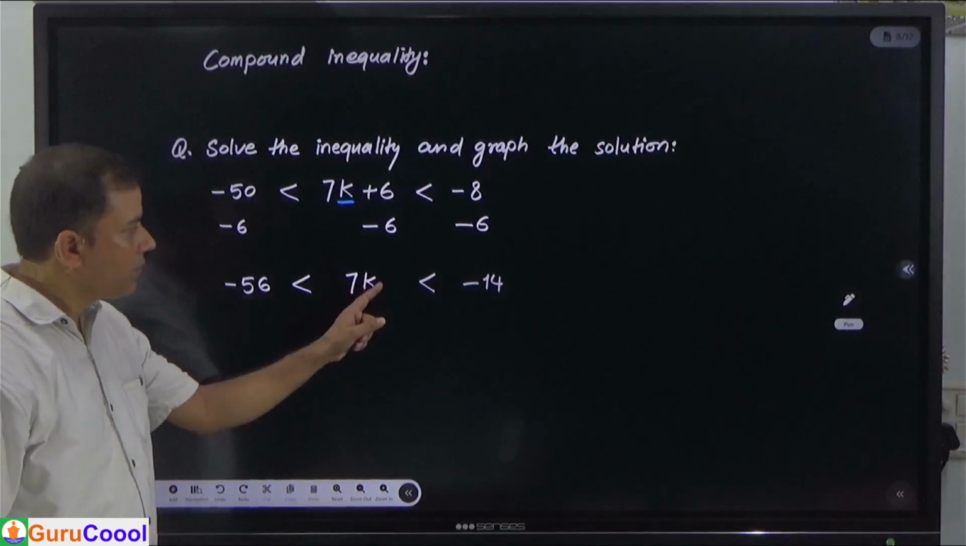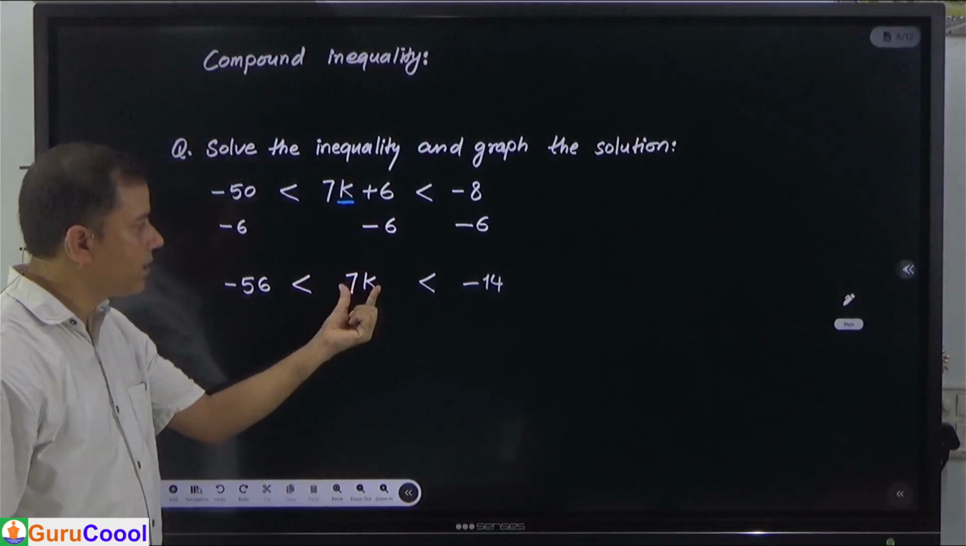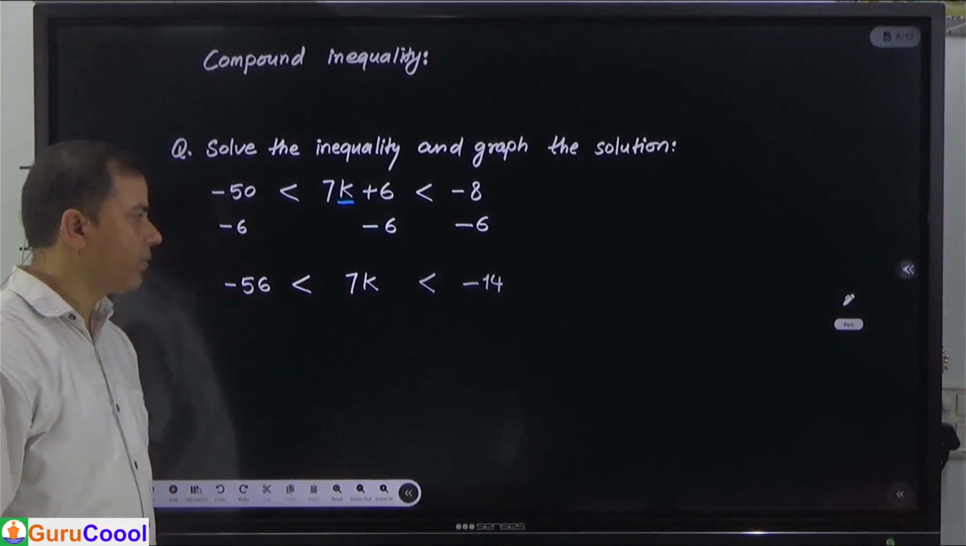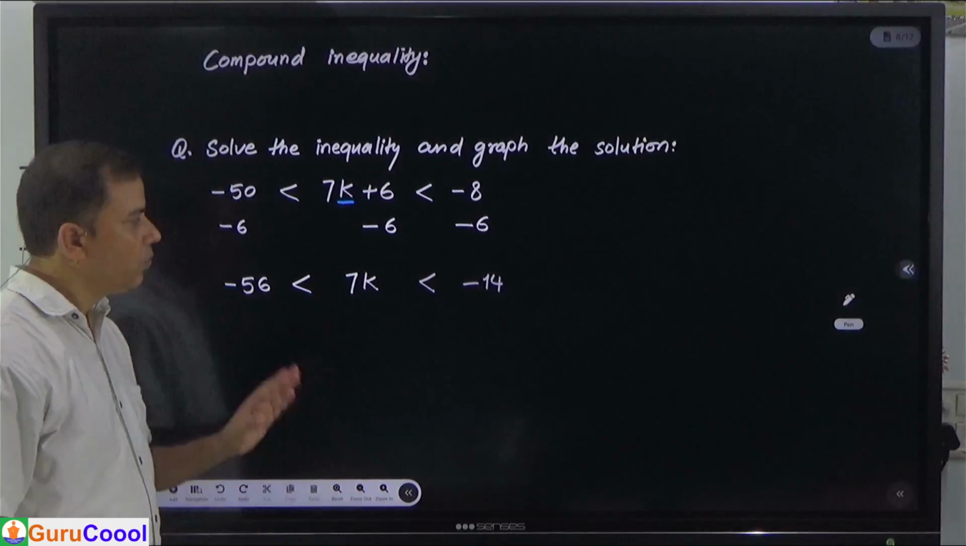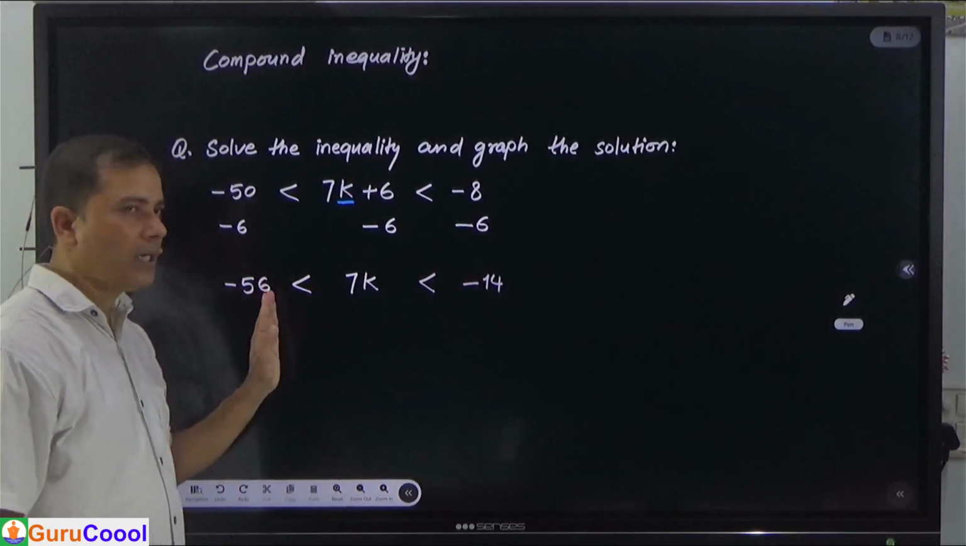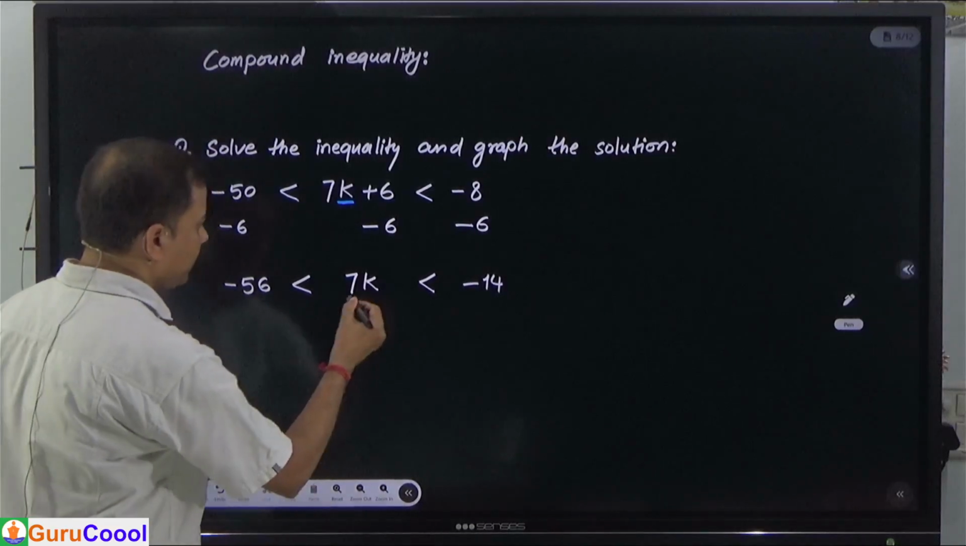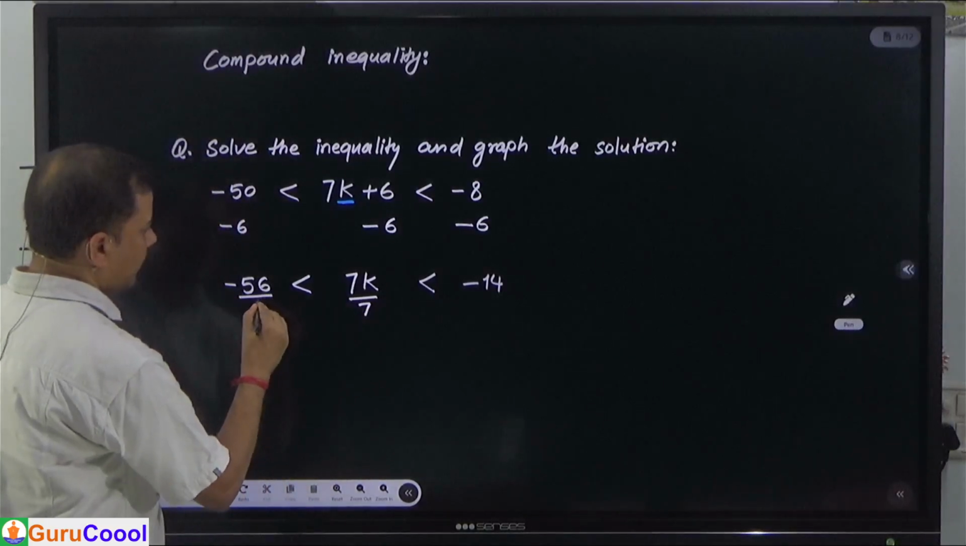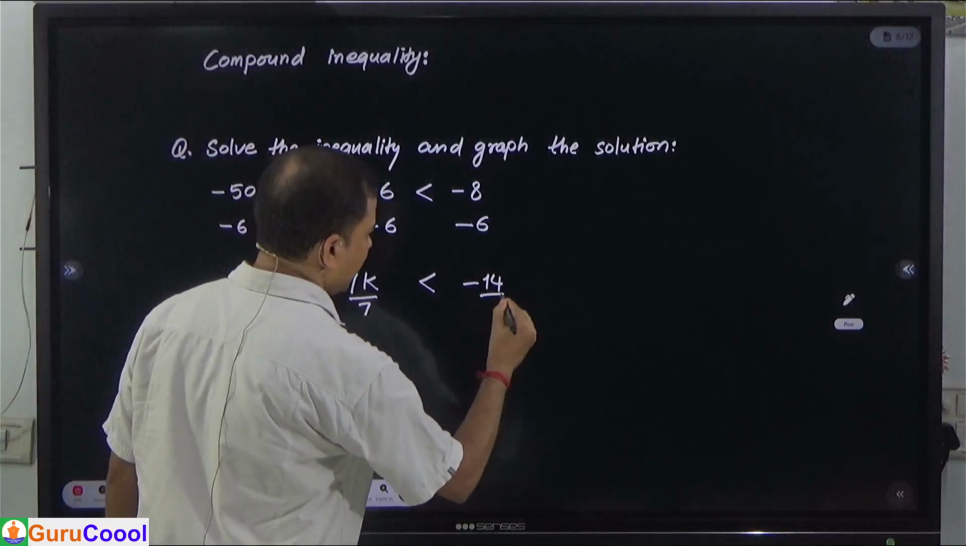Now notice we have removed 6 from here, only 7k is remaining. The next thing is to remove 7 from here. For that we will divide all of these three parts by 7. So here divide by 7, here divide by 7, here divide by 7.